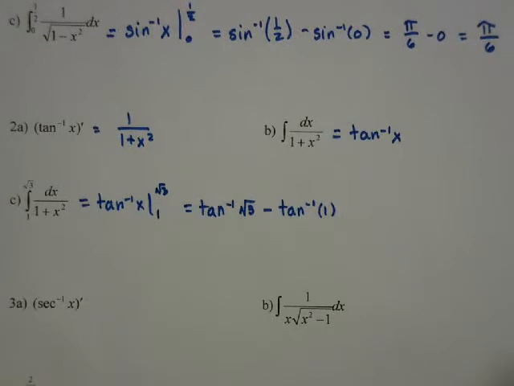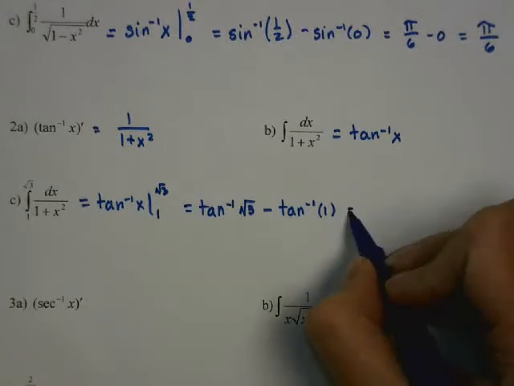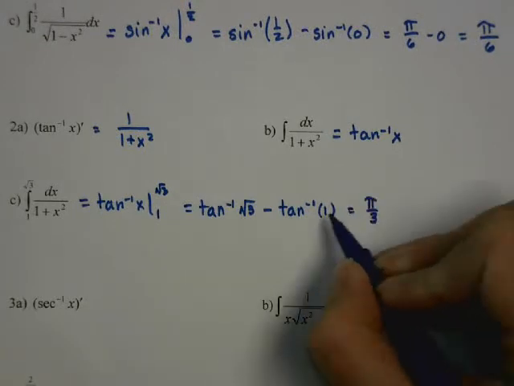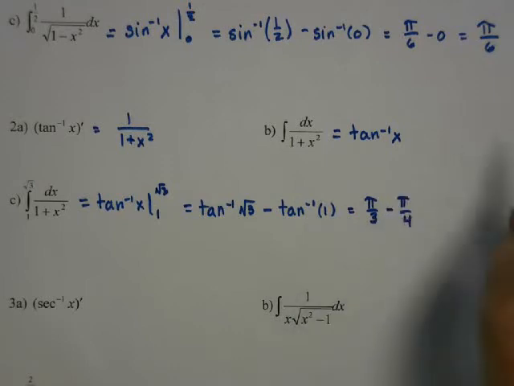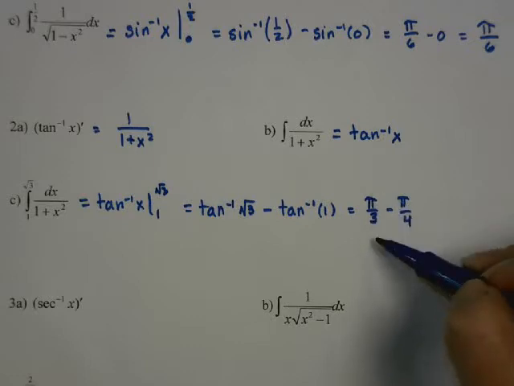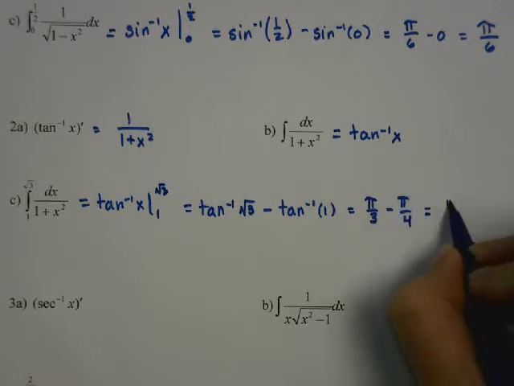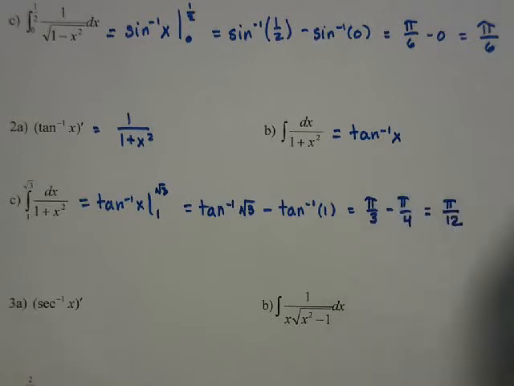So we're looking for on the unit circle where tangent is root 3. That's going to be up at pi over 3. Tangent inverse of 1 is pi over 4. So this would be 4 pi over 12 minus 3 pi over 12, which is pi over 12.